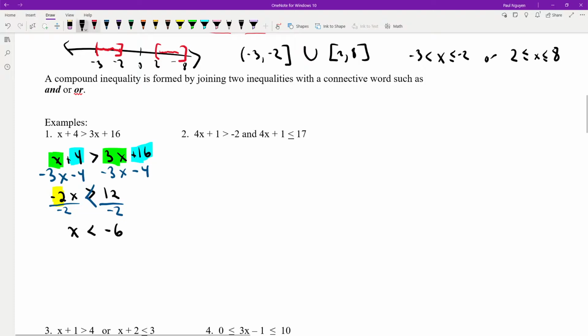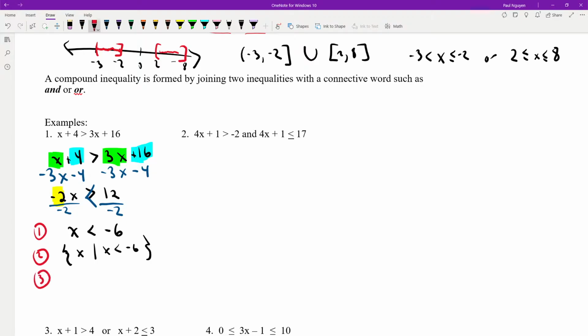So I'll go through the 4 ways of expressing this. The first one is this inequality. x is less than negative 6. It's pretty clear what's happening there. I can also convert this to set notation. The set of x such that x is less than negative 6.